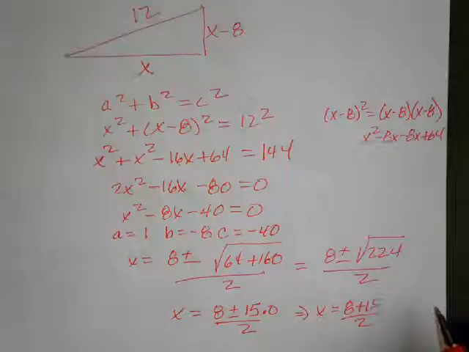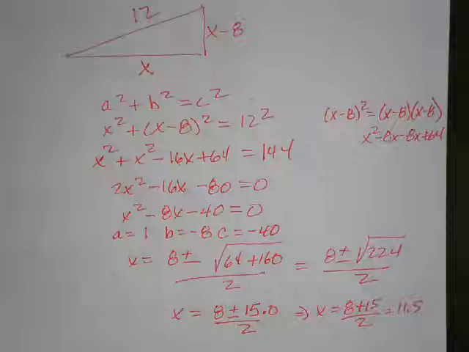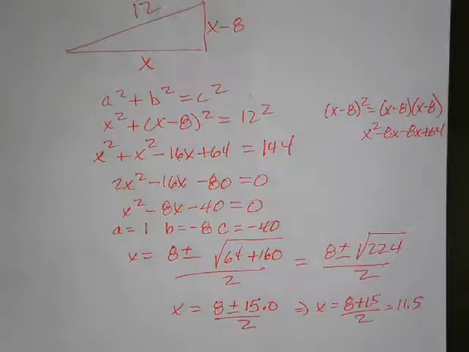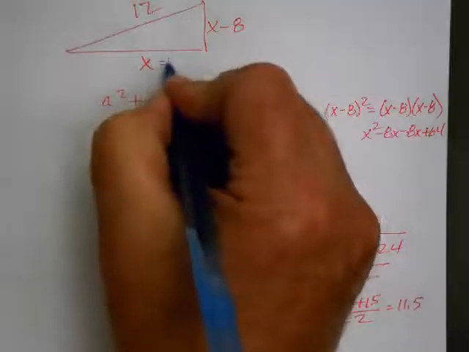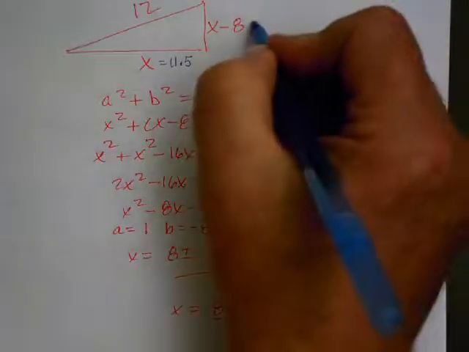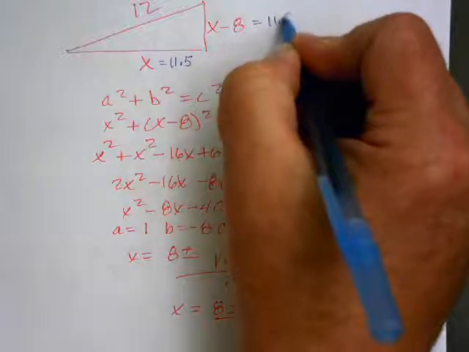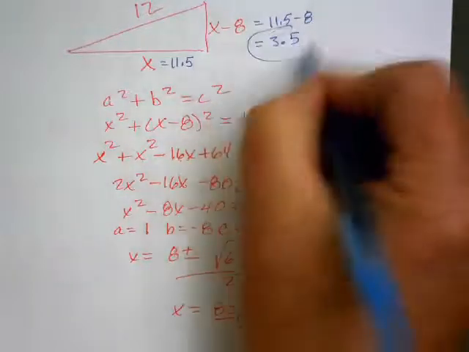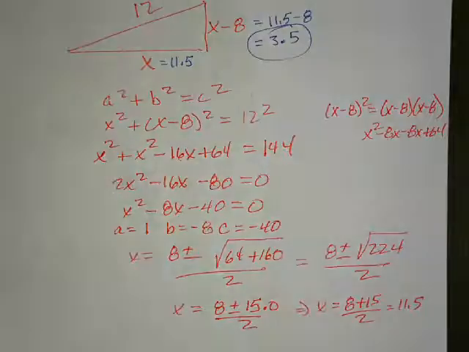which is about 11.5. Now, please note, I have solved this, but come back to my drawing. This is the 11.5. This is going to be 11.5 minus 8, which is 3.5, which is the answer the problem wants. Always have to make sure and answer exactly what the problem wants.